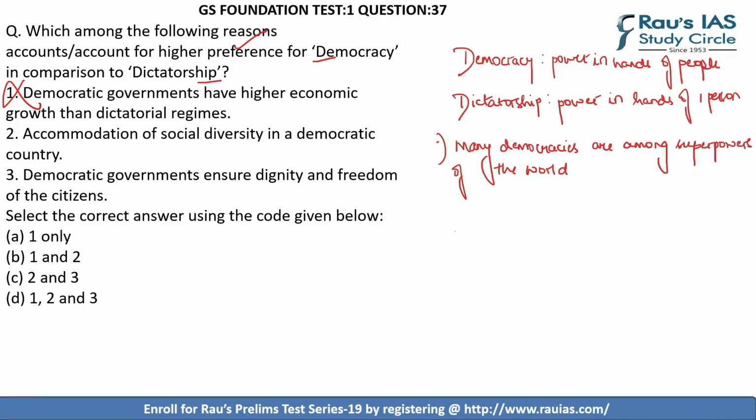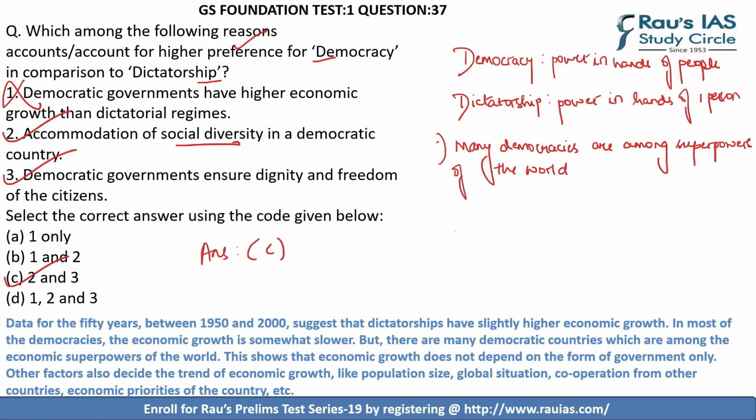The second statement says that accommodation of social diversity in a democratic country is a reason for preference towards democracy. This is a very direct and correct statement, and it does not need any explanation, since we know a democratic country has a lot of social diversity. Coming to the third statement, it says that democratic governments ensure dignity and freedom of the citizens. This statement again does not need any explanation, as we know that this stands true in the context of democracy. So our final answer would be option C, that is 2 and 3 are correct. Please also refer to the explanations.